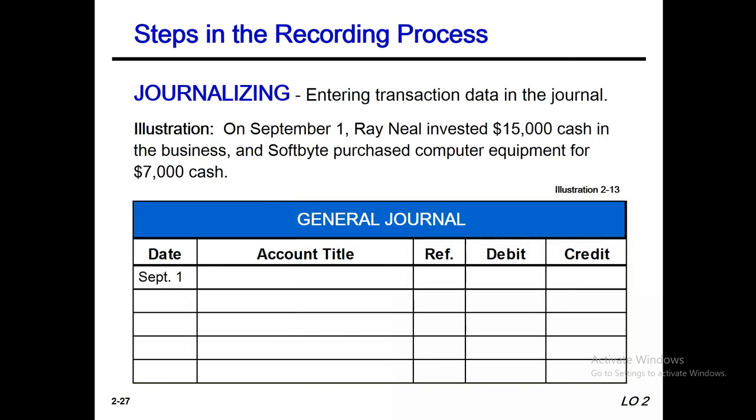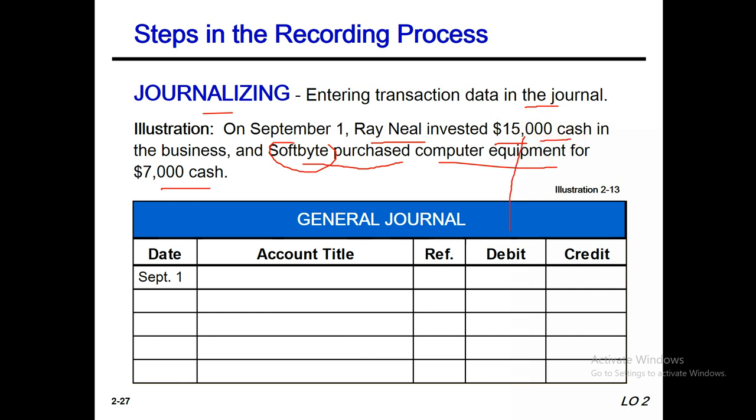Journalizing. What is journalizing? Entering transaction data in the journal. We call it journalizing. Suppose here we have an example. Renil invests 15,000 cash in the business, and Softbyte, which is the name of the company, purchases computer equipment for 7,000 cash. For the first transaction, the investment of 15,000, our asset cash will be increased.